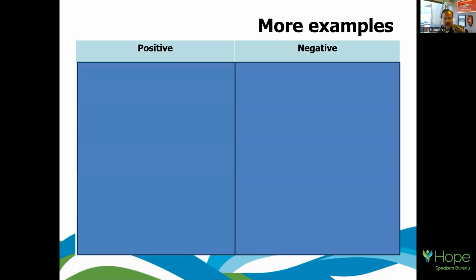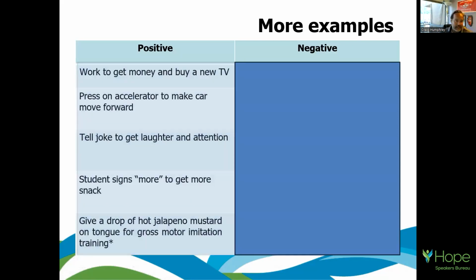So here are some other examples, really quick. Positive: you work to get money and buy a new TV. Press on the accelerator to make a car move forward. You tell a joke to get laughter and attention. A student will sign more to get more snack. Or here's one: give a drop of hot jalapeno mustard on the tongue for gross motor imitation training.